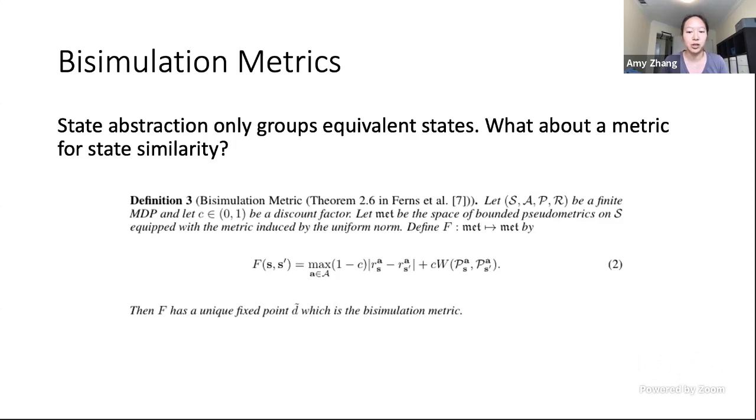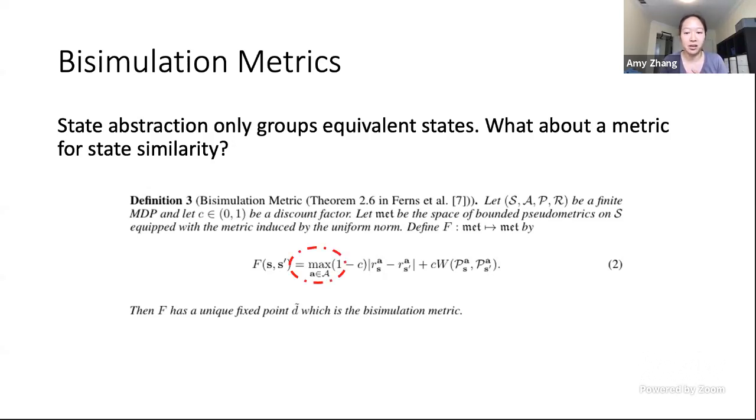So in this definition, F basically defines an iterative procedure that starts from all states being mapped to the same point and slowly separates states based on computing this distance between abstract states. And so at the end of this iterative procedure, F has a unique fixed point, which is our bisimulation metric, for basically any value of C.